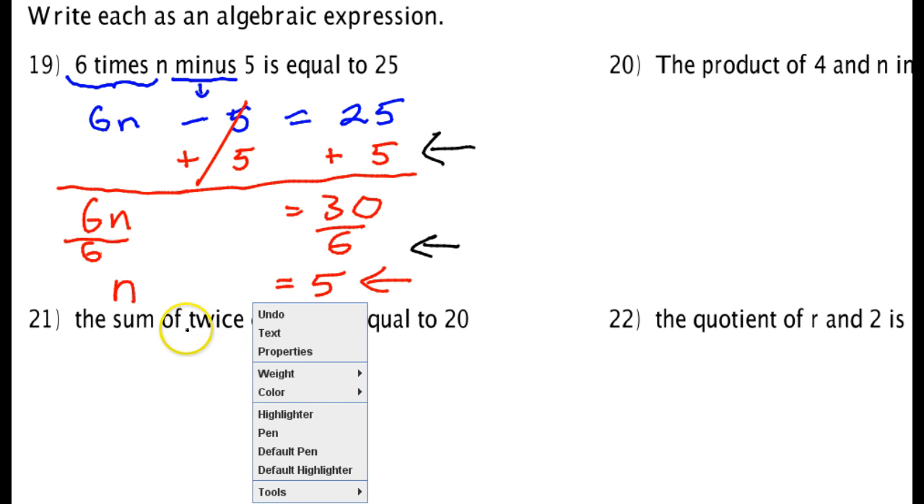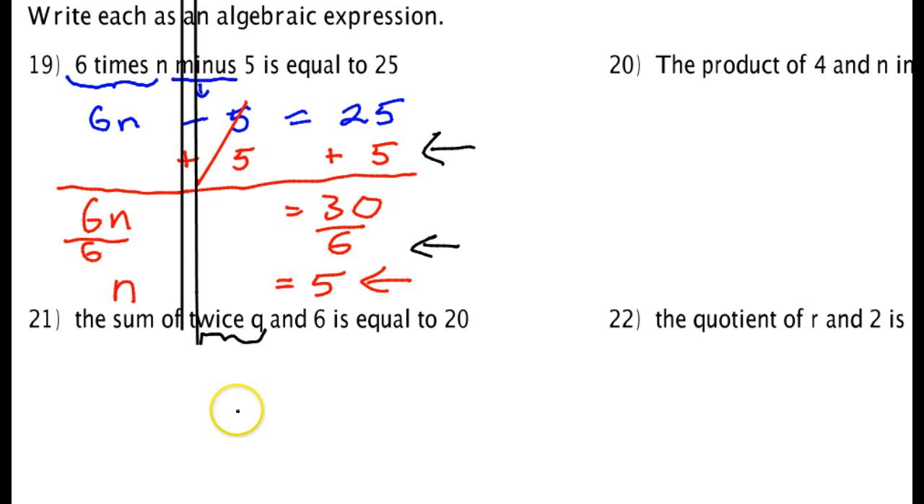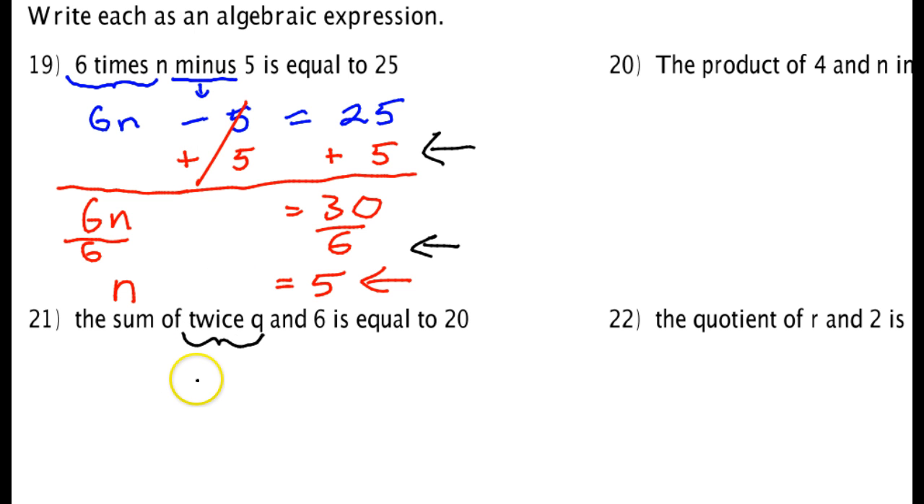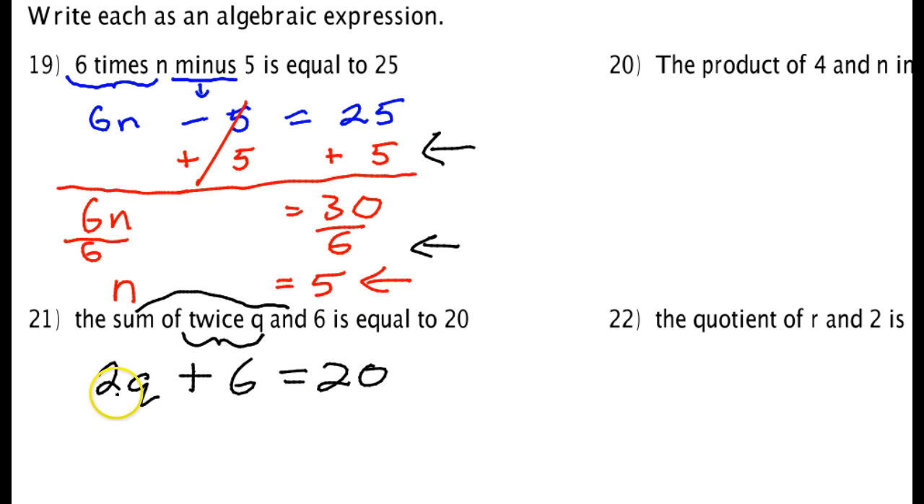Well, how do you write twice q? Twice. Why? Back to what we did already. Oh, I'm on the wrong one. I know this is the sum. 2q. So add. So they're saying add twice q and 6. It'll be 2 times q plus 6. 2 times q plus 6 is equal to 20. Okay. Right? Twice. Okay, good.